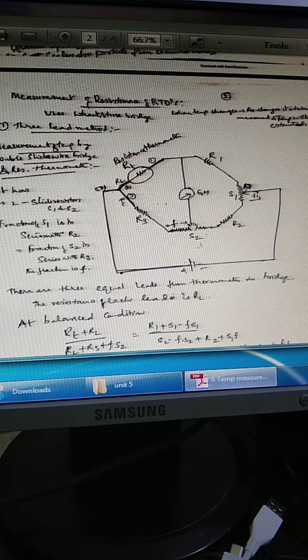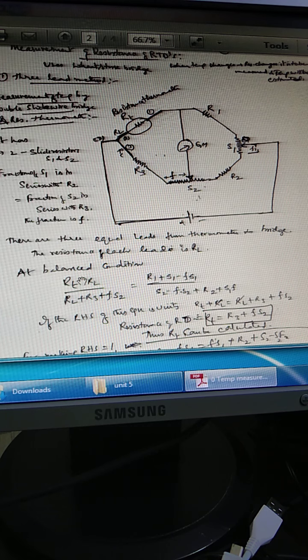So change the sliding contacts and again re-establish the balance of the bridge. It will move to some position F, some fraction F from this end. This is also moved some fraction F, and S1 and S2 are equal and these fractions are equal. Now under this rebalanced condition, this equation holds good.